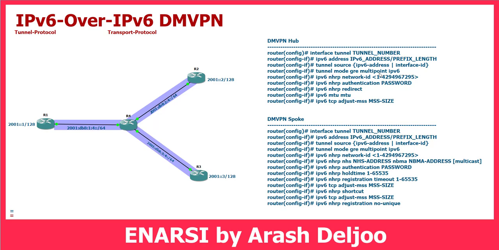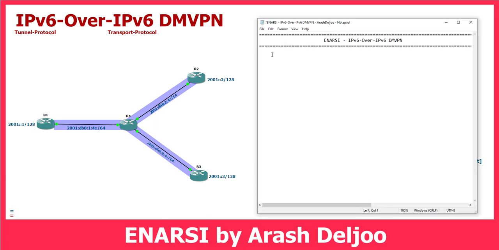That's it. We have again DMVPN phase 1, phase 2 and phase 3. I'm going to configure one of them in this scenario. For example, we can configure phase 3. Let me start the configuration. I'm going to show you the configuration with this notepad file.